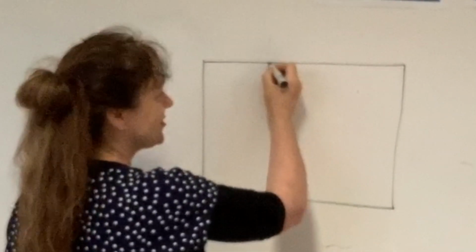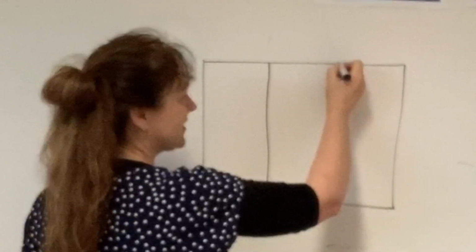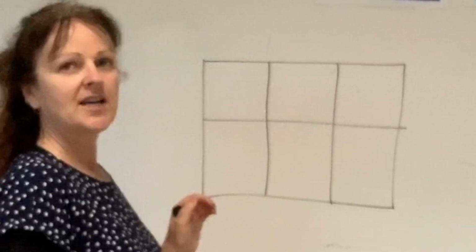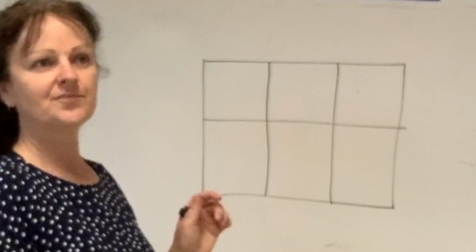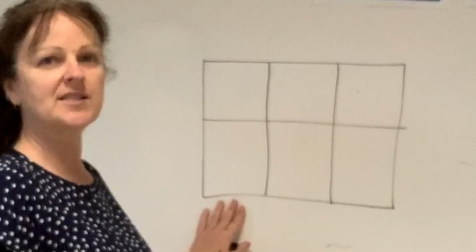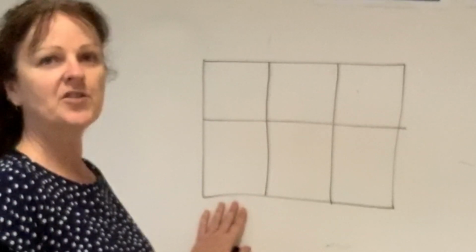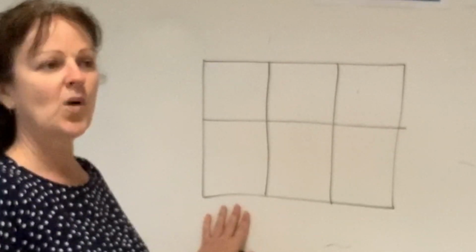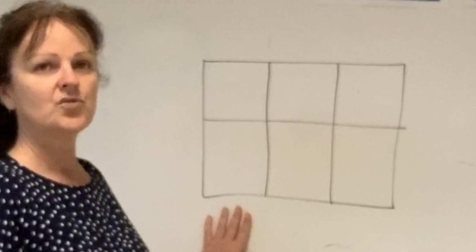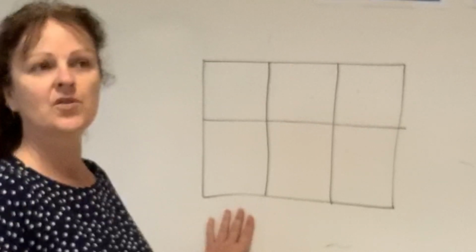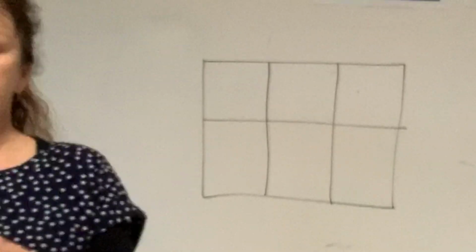What I'm going to get you to do is divide your paper into 6 sections. How long did it take me to divide my paper into 6 sections? About 3 seconds? I will count to 3 and you will have that done. 1, 2, 3. We're done.